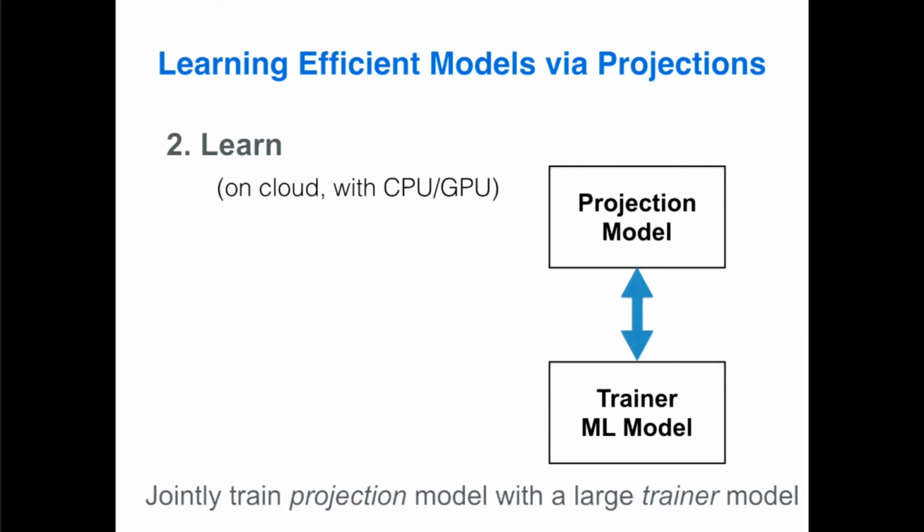Now that you have defined a projection model, we train it with a trainer model. This is similar to the teacher-student kind of network that you might have seen. Both of them are jointly trained. So unlike distillation, we're not fixing the trainer and then training the projection to simulate it. Both of them are jointly trained. The key is that the trainer can be as large as possible. The training will happen on the cloud. There is a setting where the projection model itself will start adapting on the device. I won't be talking about that. If you're interested, ask me later. But joint training is important, and I'll show you why.